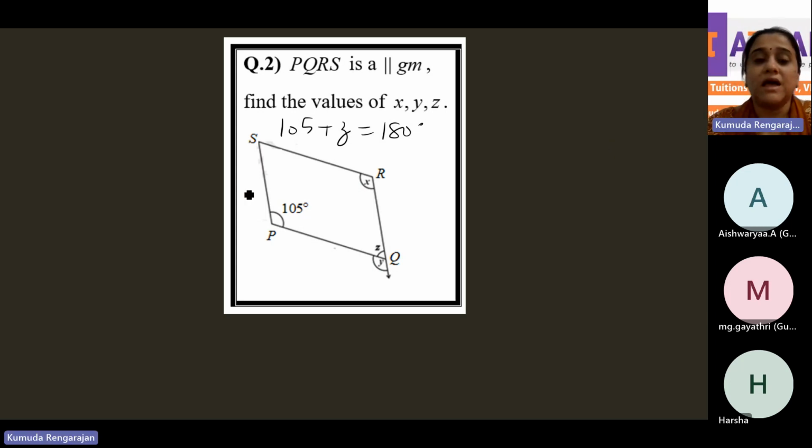So 105 plus Z is equal to 180. Okay, you can also say X plus Z is 180.